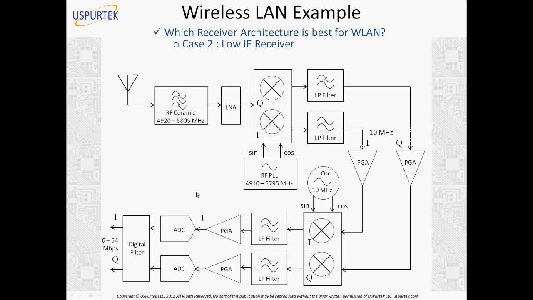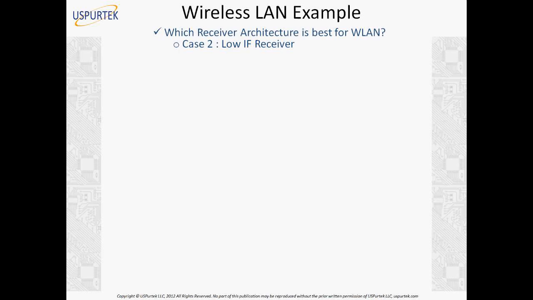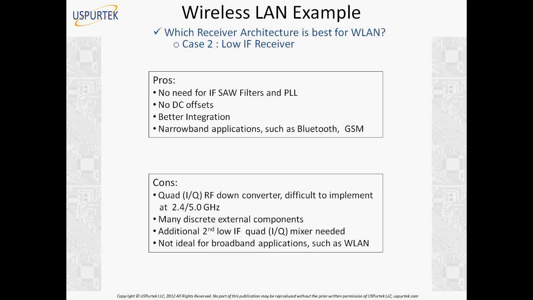Better integration. Narrowband applications. So it does find use in narrowband applications such as Bluetooth and GSM. With all IF super heterodyne receivers, one thing is they are very good for narrowband applications because with IF you can improve selectivity. So the low IF receiver does find use in Bluetooth and GSM applications.